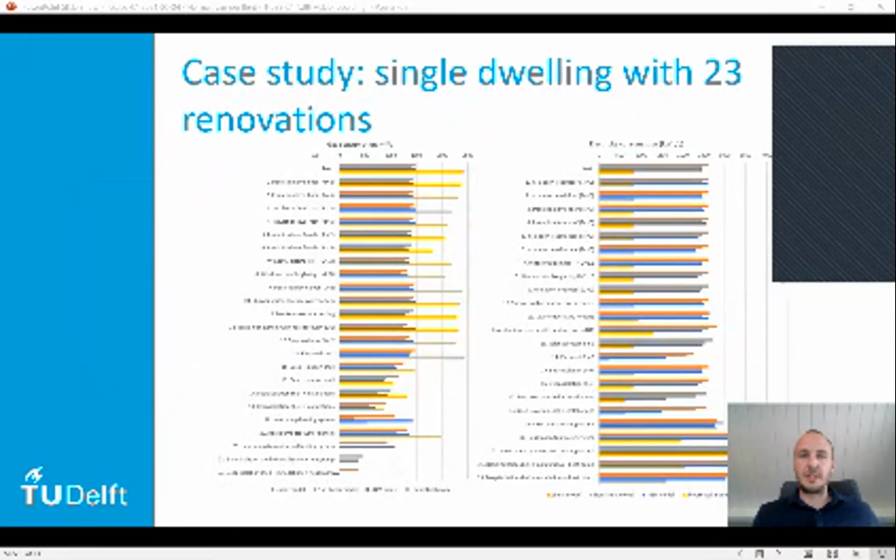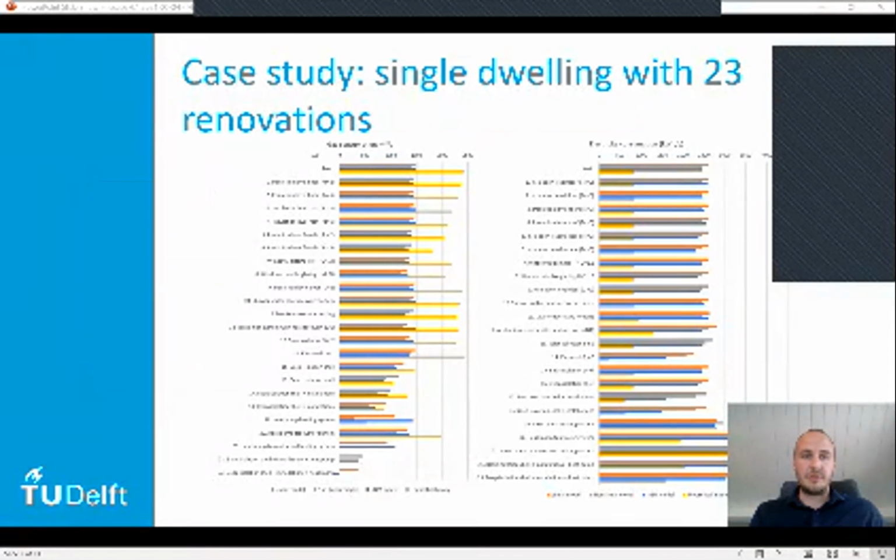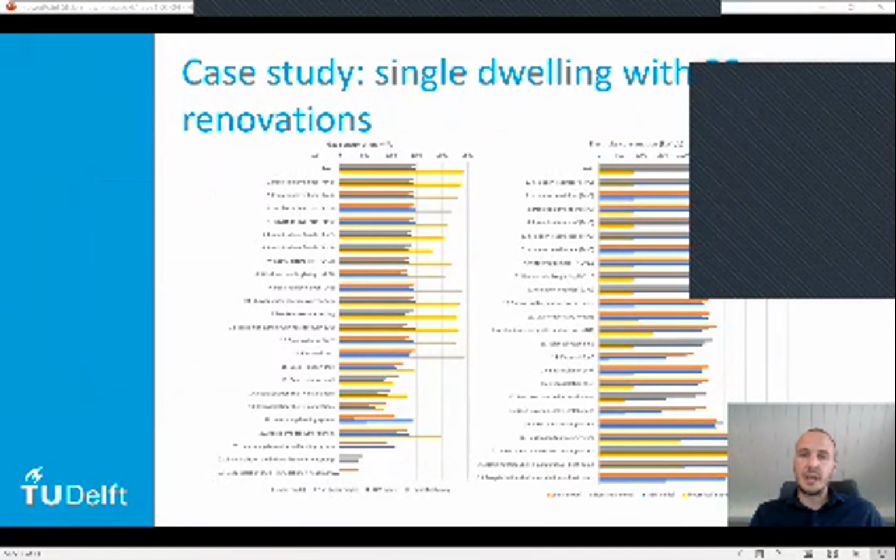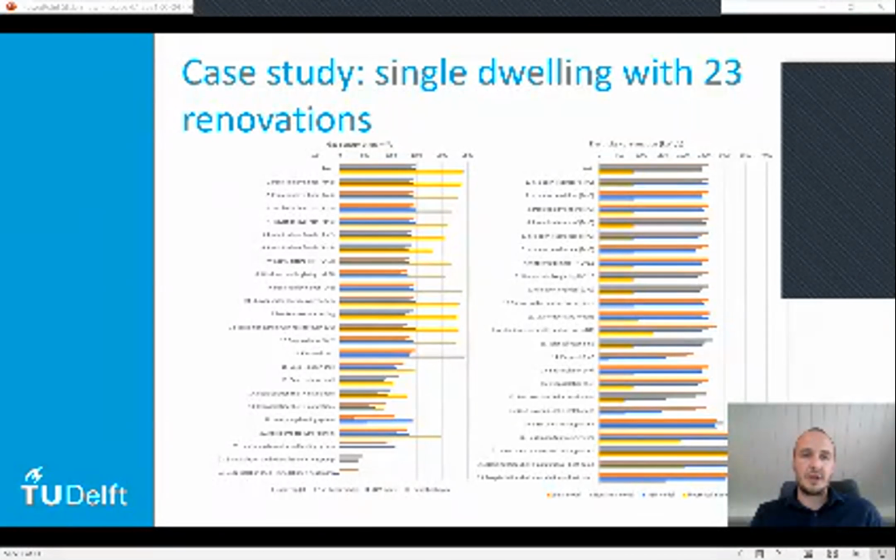So then we did a second step. We took a single dwelling and we modeled 23 different renovations. And I'm not going to discuss them in detail, but some general ideas: on the left, we have the gas consumption of these dwellings, and the yellow bars are still the theoretical estimations, and they are way over. There are overestimations of the energy consumption given a renovation.